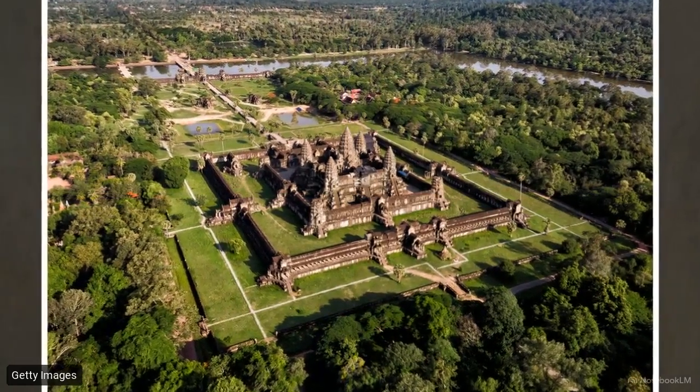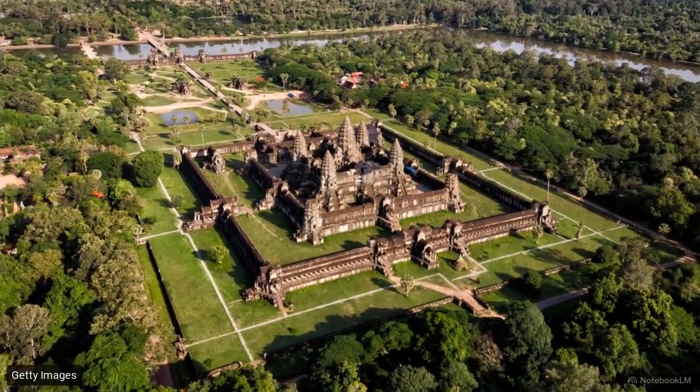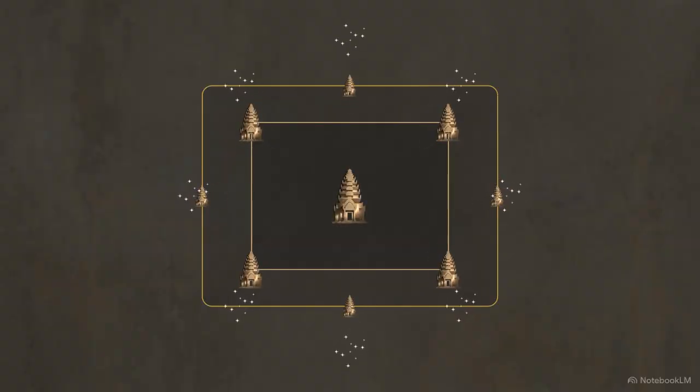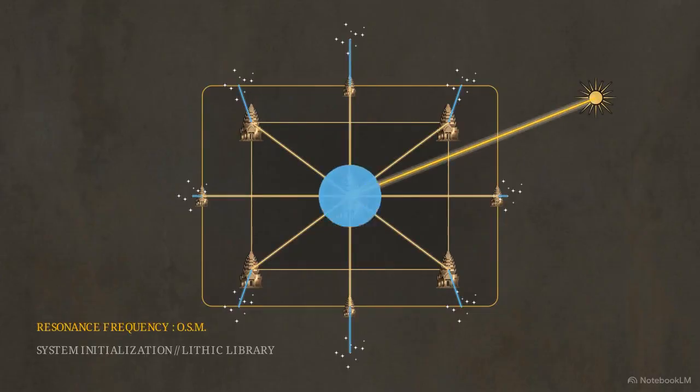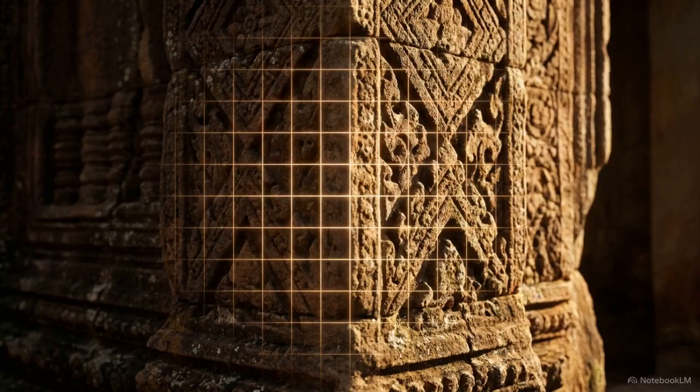Angkor Wat is an exercise in intentional mathematical geometry. From this height, we can see how the Khmer architects mapped the cosmos into the jungle, positioning every tower and courtyard to align with specific astronomical events. The stone is a record of exact calculation.